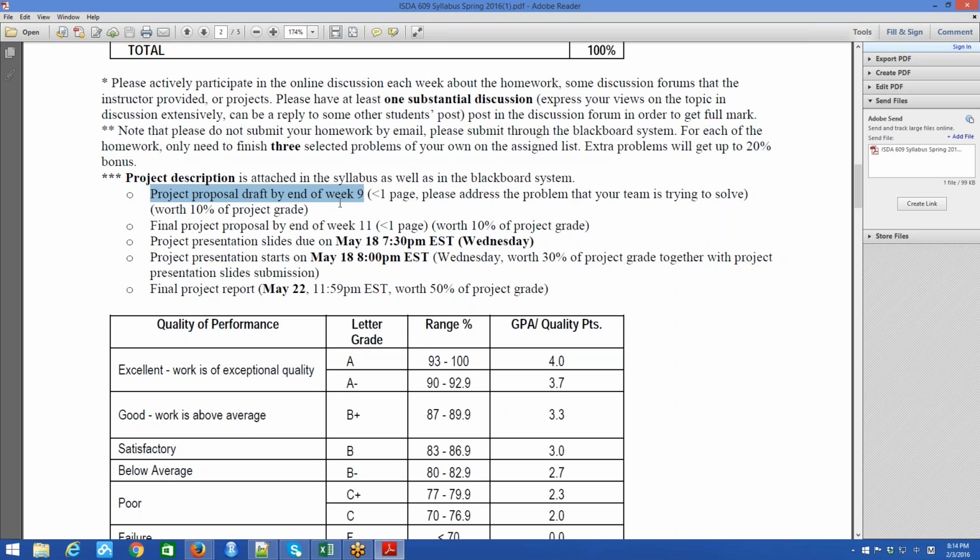Mark the date if you need. It's Wednesday, worth 30% of the project grade together with your project presentation slides submission. Then the final project report is due at the end of that same week, May 22nd, worth 50% of the project. So if you say, okay, my final project is not ready yet, but my slides are somewhat ready, at least you can present the slides first, and then you can try to finalize the project. Maybe you can further improve based on fellow students' suggestions, and then try to finalize in the last couple of days of that week. That's the plan there.